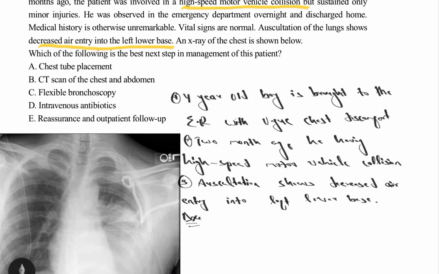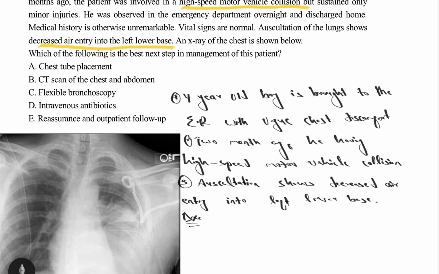Rahim. A 4-year-old boy is brought to the emergency department with vague chest discomfort. 2 months ago, the patient was involved in a high-speed motor vehicle collision but sustained only minor injuries. He was observed in the emergency department overnight and discharged home. Medical history is otherwise unremarkable.